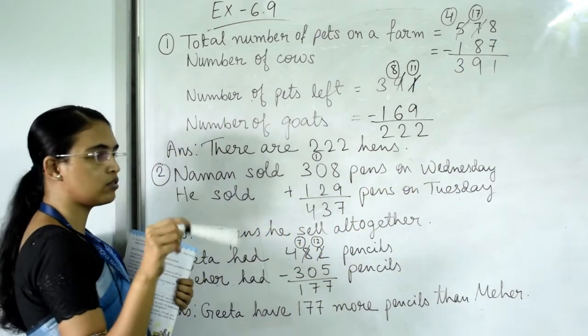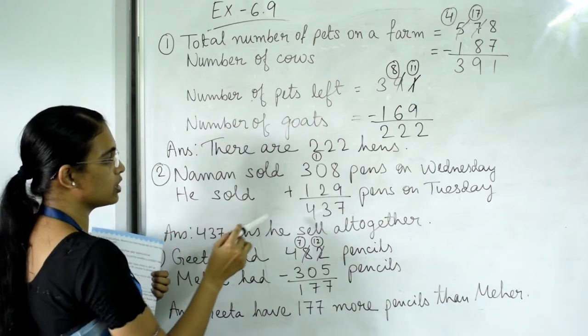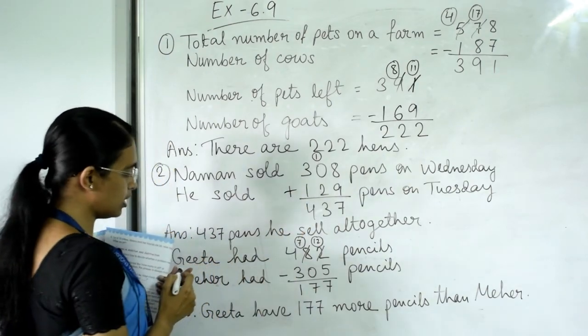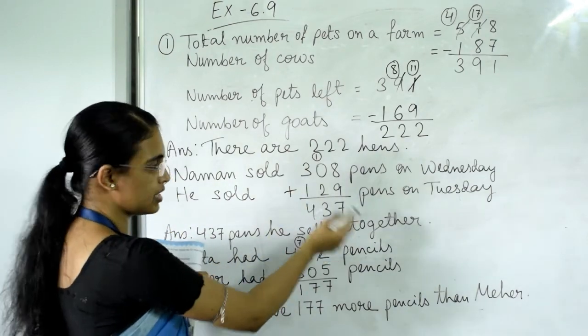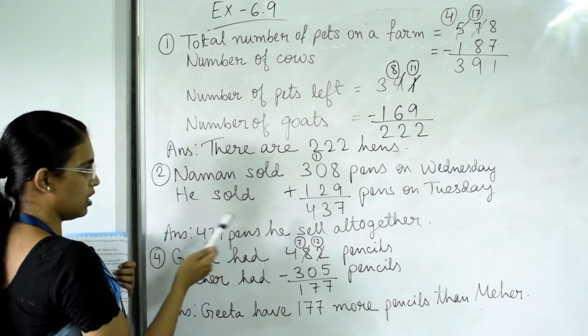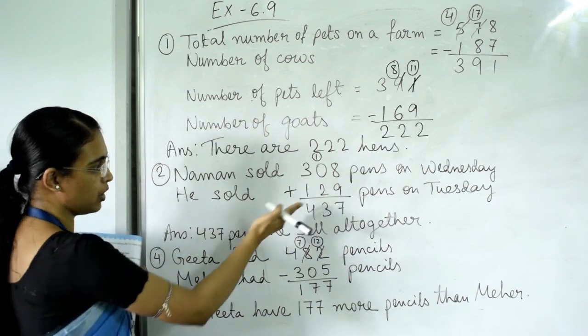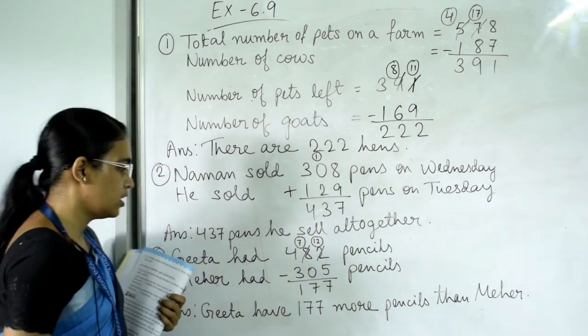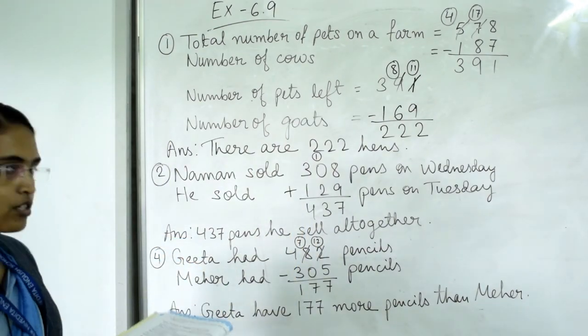So we have to find out the altogether. Altogether means addition. So 308 plus 129 is 437. So altogether he sold this number of pens. So the answer is 437 pens he sold altogether. Now question number 3 is homework.